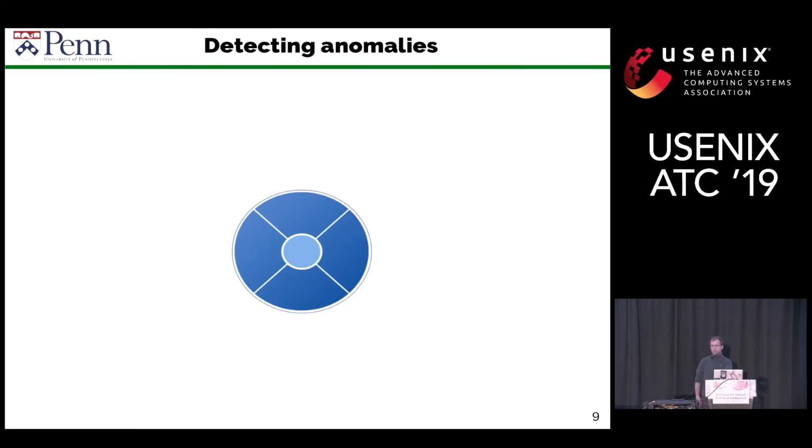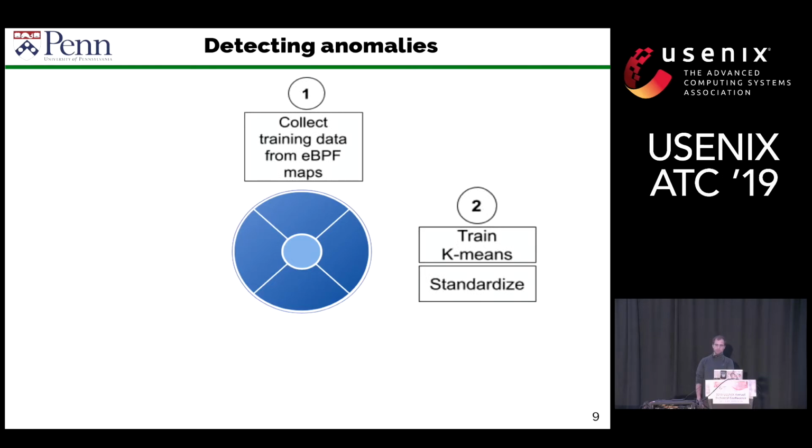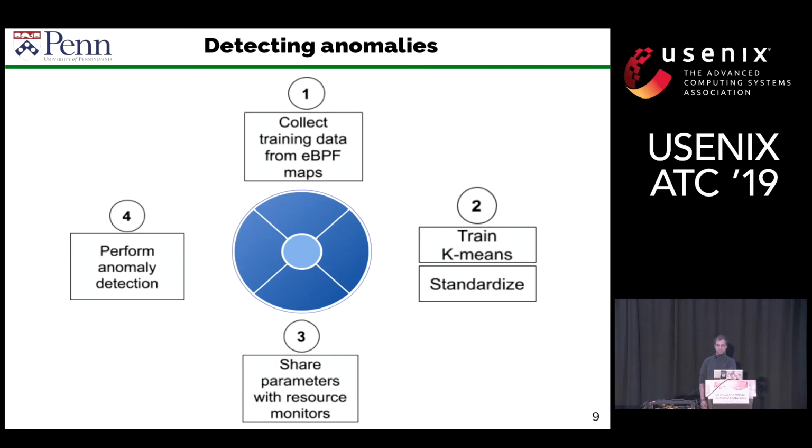So to recap, all this anomaly detection works as follows. You would collect a bunch of data from all the eBPF training maps after having let requests go through your system for some time. You will train k-means and standardize. You will do that in user space. I should maybe have said that you can access those maps from user space transparently through the eBPF maps. You will share the parameters with resource monitors, and then you will perform anomaly detection.